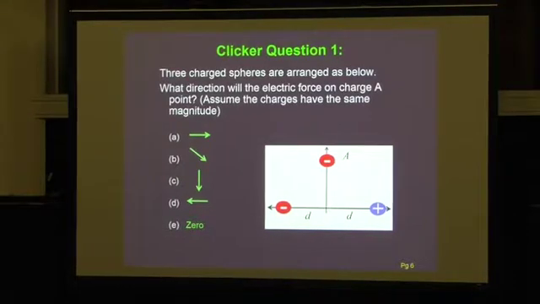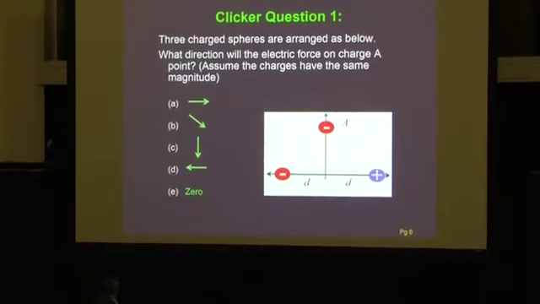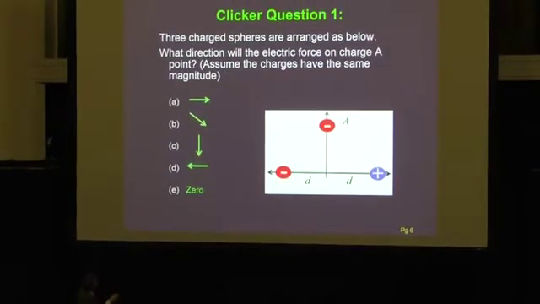All right, so here we go. Our first Learning Catalytics question. You guys who've done this before, let me know if I'm doing this correctly. I believe I just sent this to you guys, I hope. Okay, and so here we have a conceptual question. This is actually an old test question, I think. We have three charged spheres arranged as below. What direction will the electric force on charge A point? Assume the charges have the same magnitude. Which one of these options, A, B, C, D, or E, is correct? We're trying to find the direction of the force on A. Talk to your neighbors and see what you think.